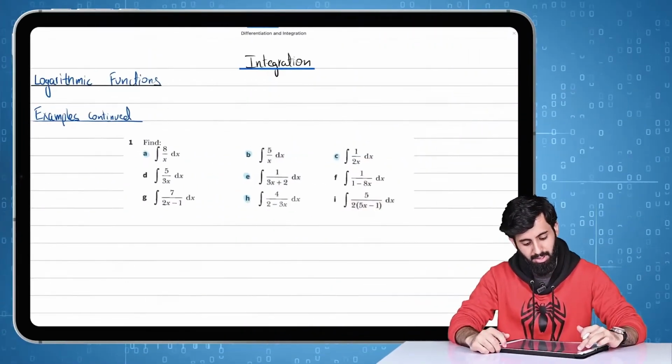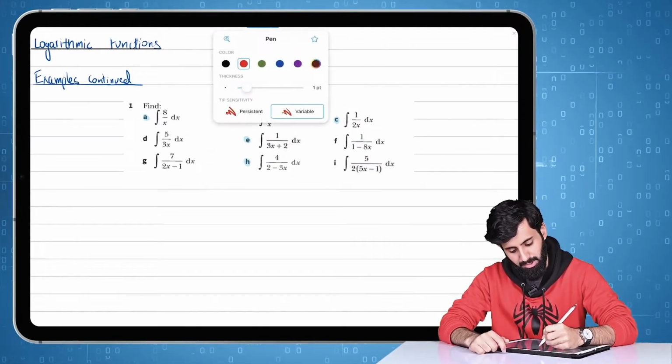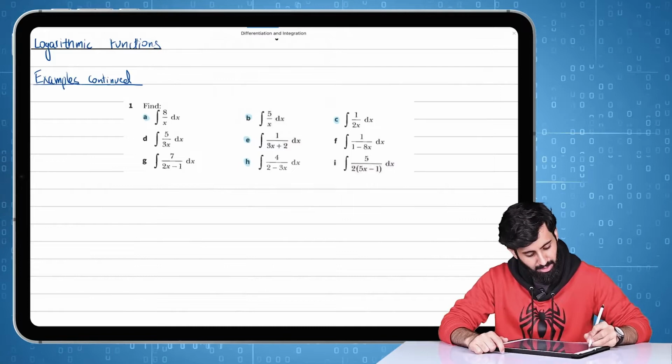In the last video, we learned how to integrate some very basic functions that led to having ln as our answer, okay? Now what we're going to do is the same thing, but this time with some more complex questions, okay? So I'll do the ones that I've highlighted here. We start with the first one, which is the integral of 8 upon x.